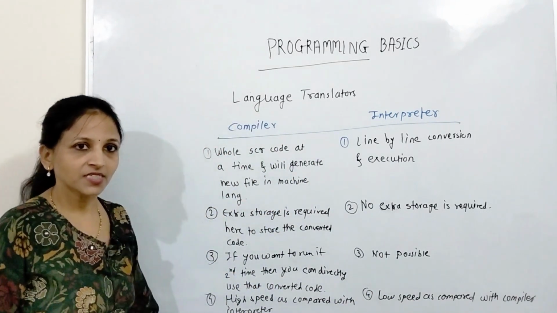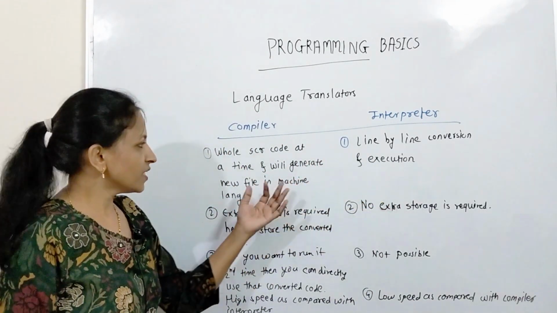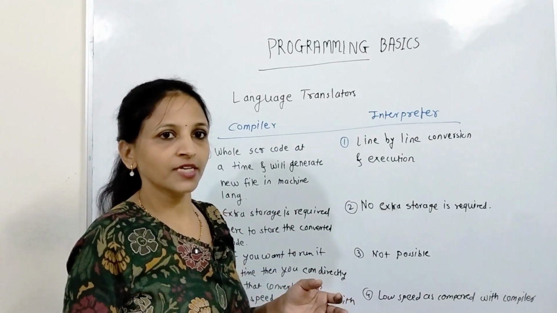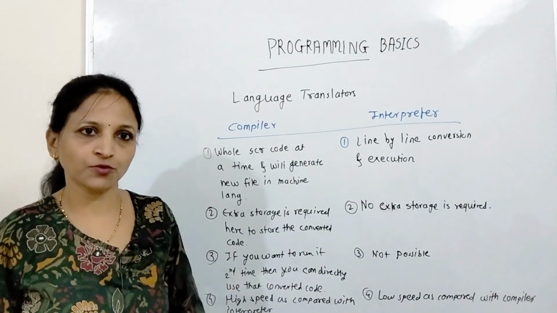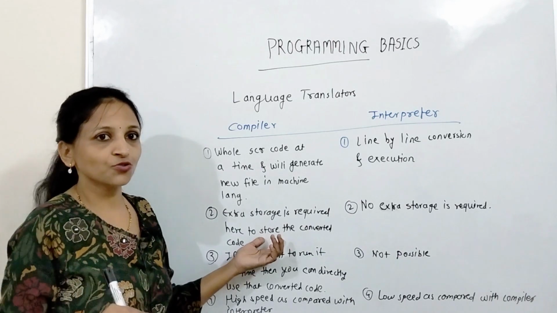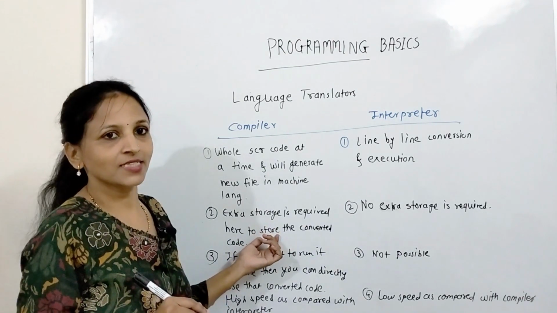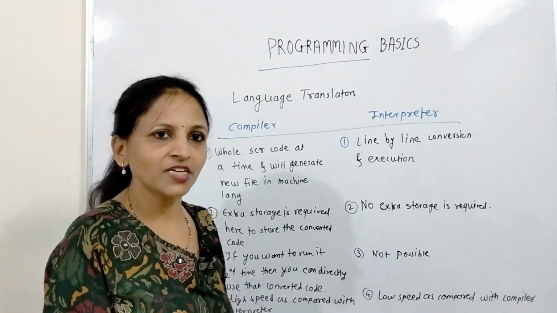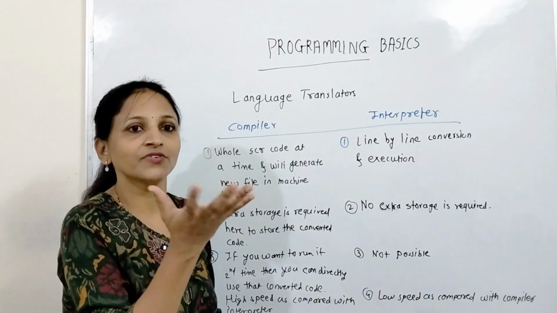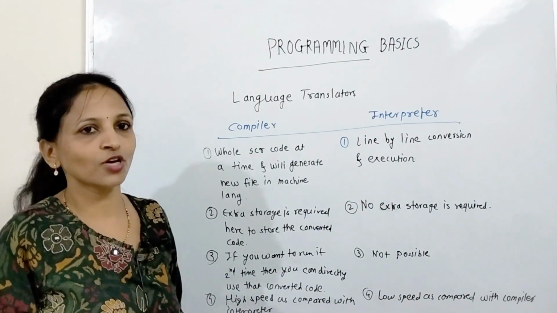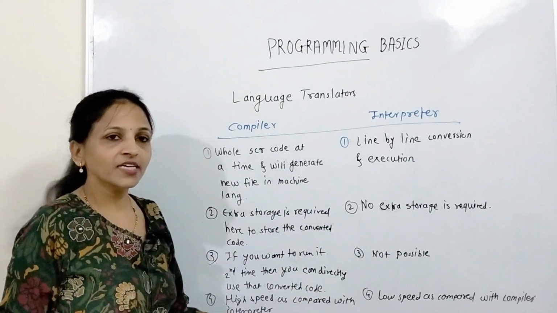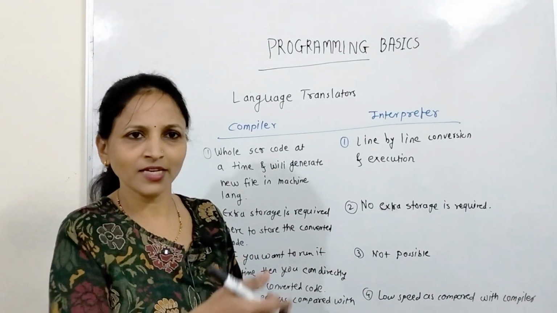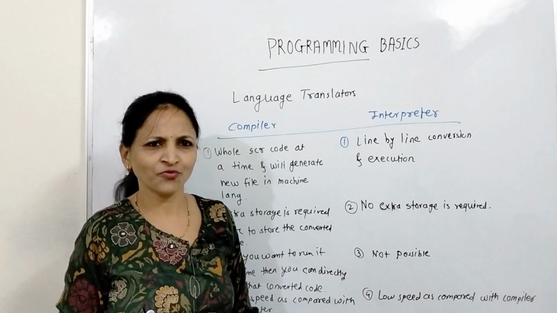Getting the differences? Both are language translators, but here the whole code will be converted at a time, the converted file will be stored, and that converted file will be executed at once. That converted file is stored, that's why extra storage is needed. And if you want to run the same program again with different input, you can use that readily converted code, so compilation is not needed again. And finally it is fast, because the whole converted code is available, so execution is fast.